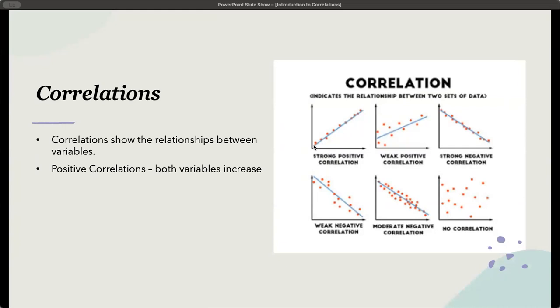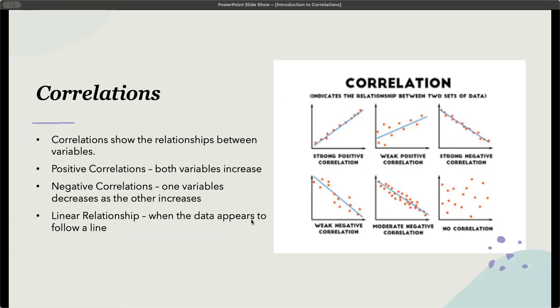Now, when it is positive, as the value of X increases, the value of Y increases. Now, we also have negative correlations. With negative correlations, as the value of X is increasing, Y is actually decreasing. So negative correlations, the line is going down. Again, for a strong negative correlation, the points are very close to the line. A weak negative correlation, the points are further away from the line. And no correlation is when we cannot draw a line on the graph.